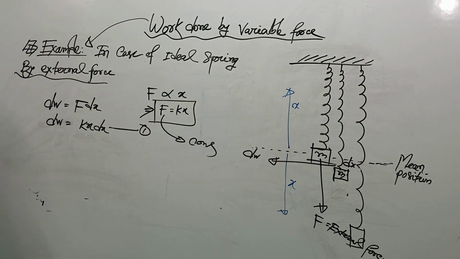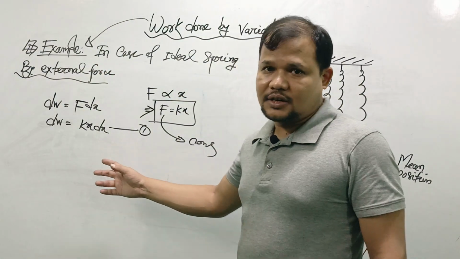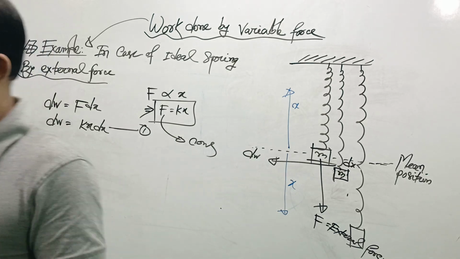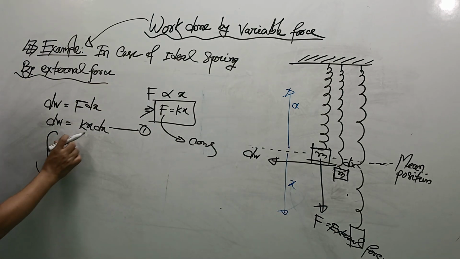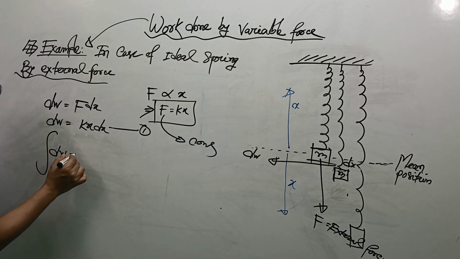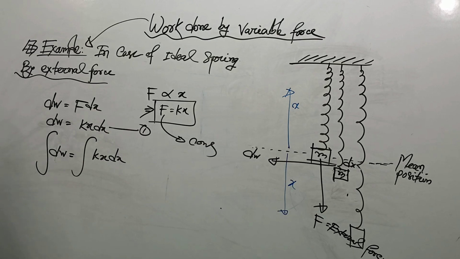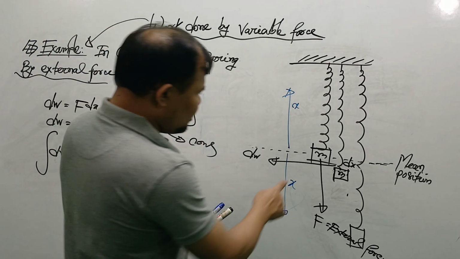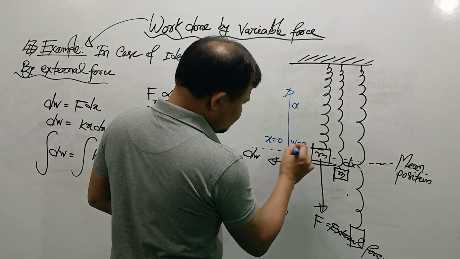My dear students, this equation gives us the work done for a very small amount of displacement. For a very small displacement, this equation is valid. But if we want to measure the work done for a very large displacement, then we integrate both sides. After integrating both sides, we use the limits, then we get the total work. Suppose when the body is here, the displacement is 0 and the work done is also 0.